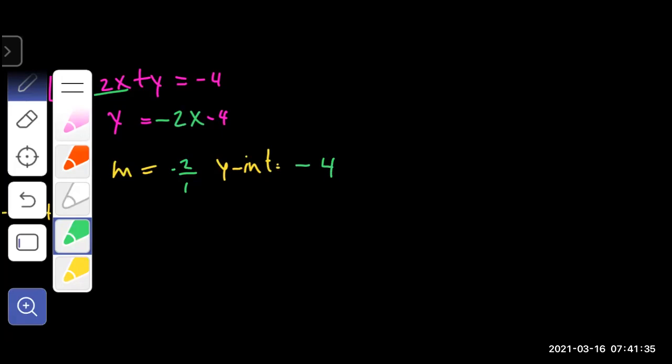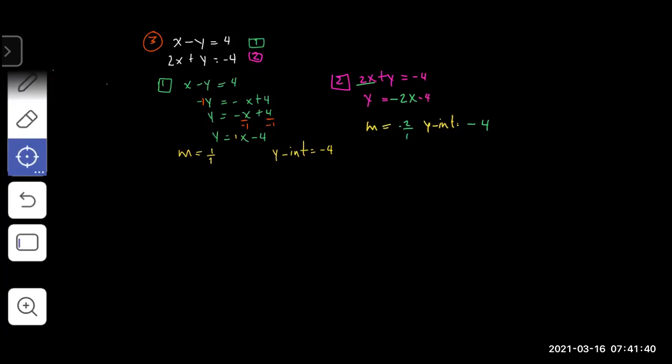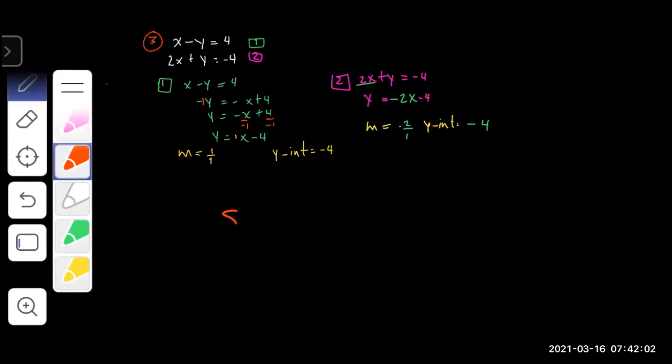Take a look, let's try to identify something. This slope is 1. This slope is negative 2. Maybe they have the same y-intercept. This graph crosses the y-axis at negative 4, and this graph also crosses at negative 4. That means I didn't notice that, but I think that is a solution. I didn't graph it; you will have to graph it. But I think the solution is at negative 4.